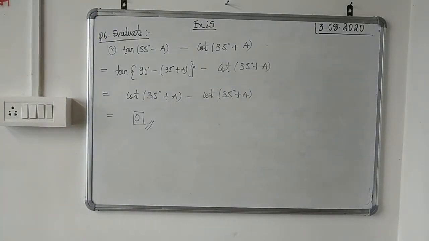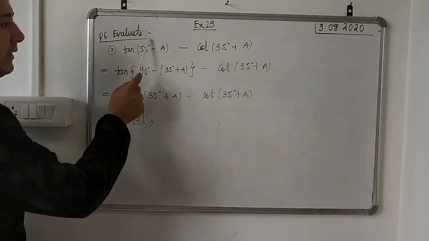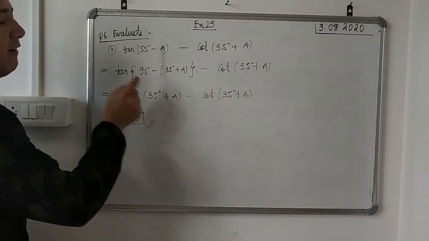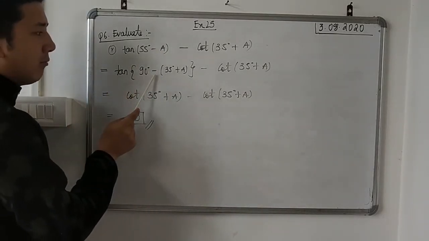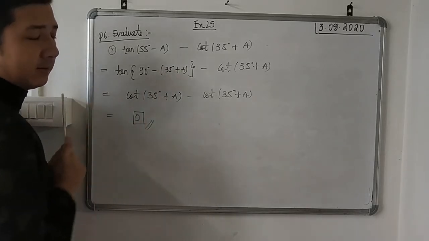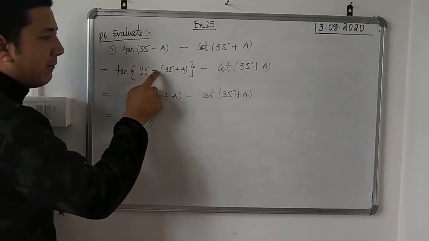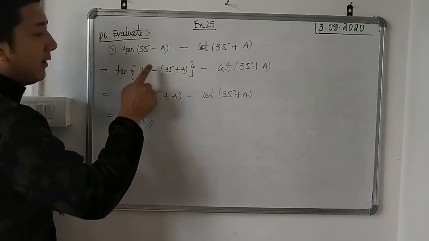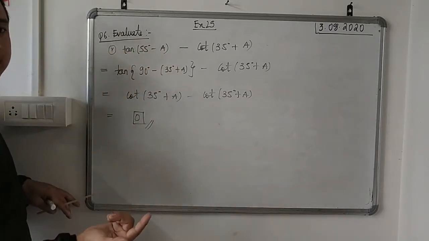Alright, so now if you see on the board out here, this and this were complementary to each other. So I can change this 55 minus A, just the angles. Can I write it in this way? 90 minus, within the bracket, 35 plus A. You open the bracket, 90 minus into plus is minus. So what is 90 minus 35? 55. And what is minus into plus? Minus. So am I getting 55 minus A? The same thing, isn't it?